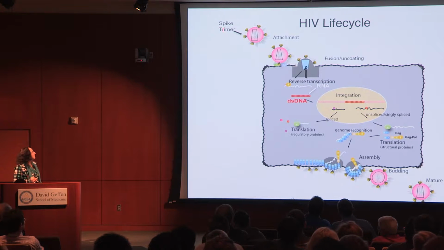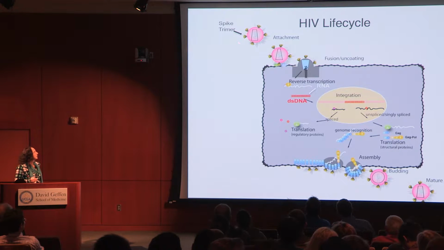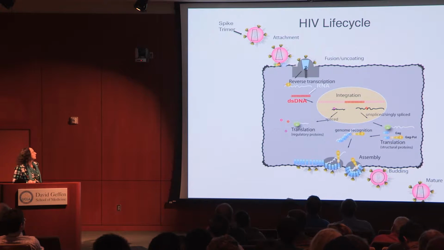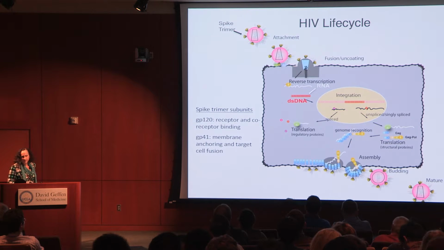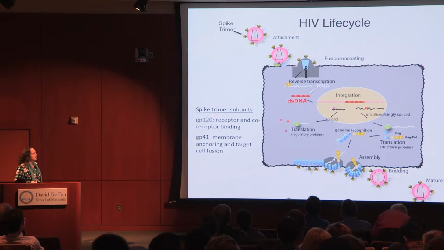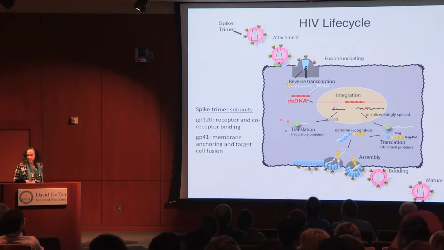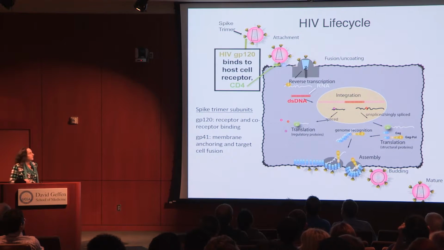The way this all starts is there's a virus out here, which is going to infect this cell, and it infects the cell through the interaction between its spike trimer. I'll be calling this the envelope or the env, or I'll call it a variety of things. That binds to the host receptor, which is CD4. I also want to define that within the spike trimer, I'll be talking about GP120, that's one of the subunits, and also GP41. So GP120 is the part that binds to CD4.